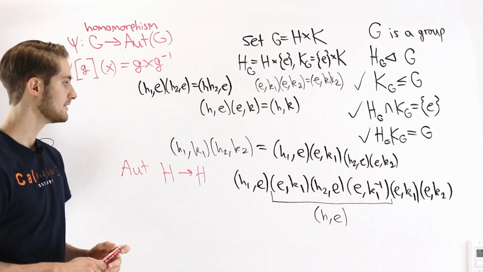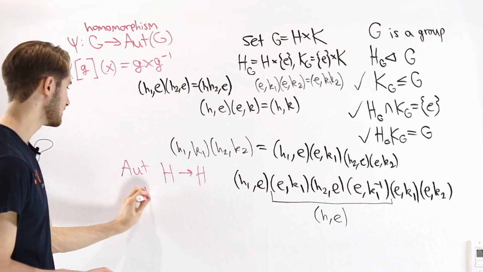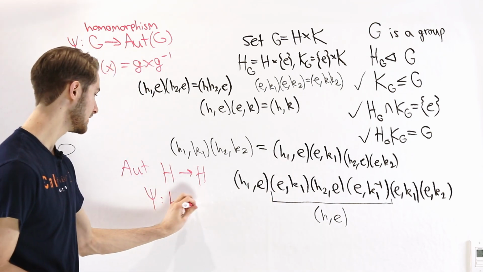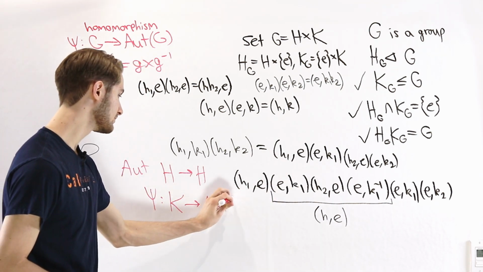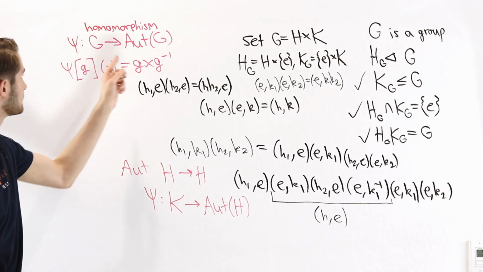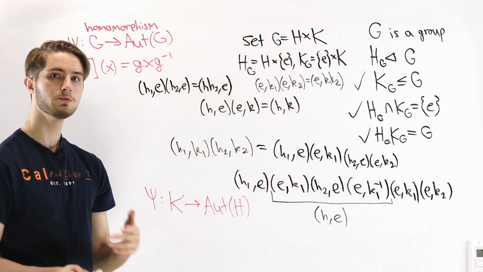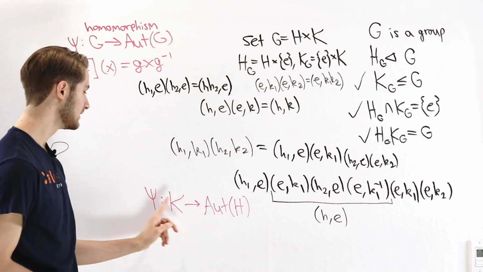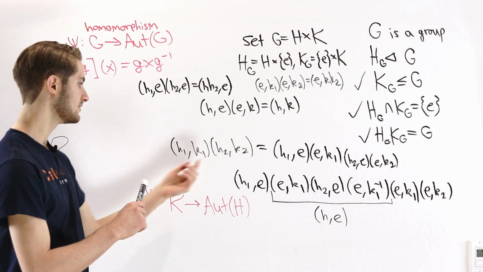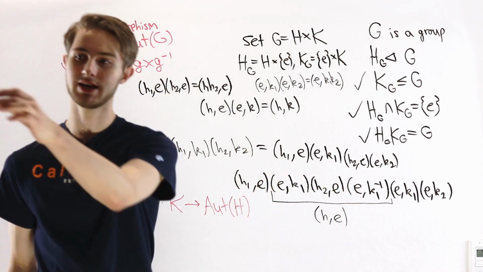So if we associate every element of the form (e, k) with an automorphism on H, we can describe that using a map psi that goes from k, that second element in the ordered pair, to the automorphism of H that's described by that conjugation. And by the same argument that we saw up here, we know that psi has to be a homomorphism. So what we're saying with this map is that for every element k, psi of k describes the conjugation map, where we conjugate (h, e) by (e, k).